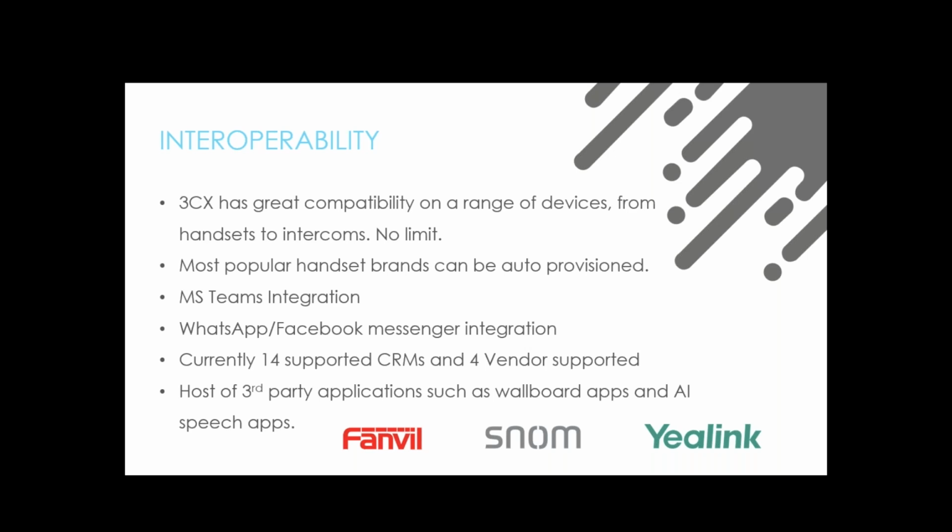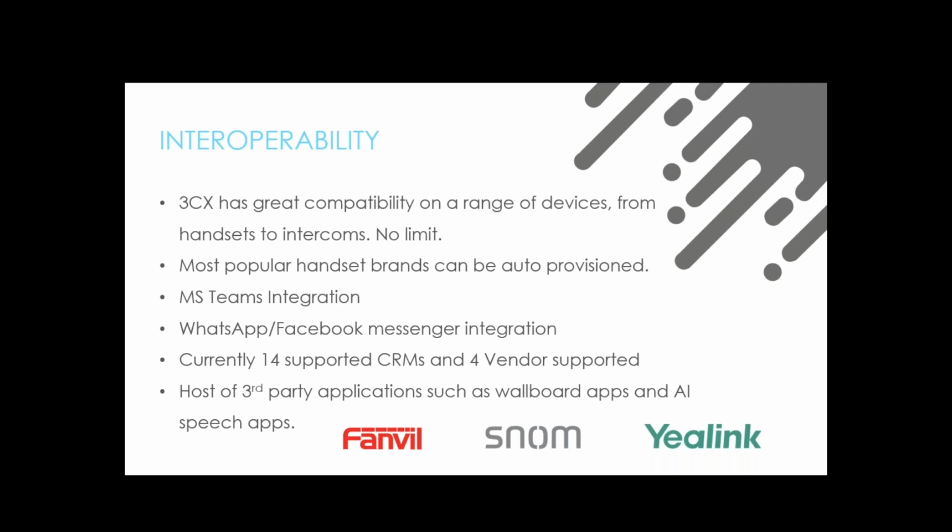So chances are, if your customer's already got some handsets, it's going to be these ones anyway, which are provisionable. You've got MS Teams integration, so that's just included as well in professional. If you're just wanting your MS 365 integration, such as calendar syncing, contact syncing, things like that, that's all just included. WhatsApp and Facebook Messenger integration included.